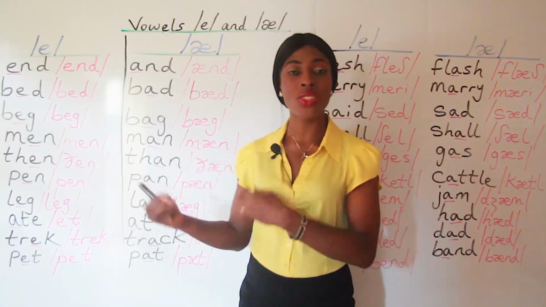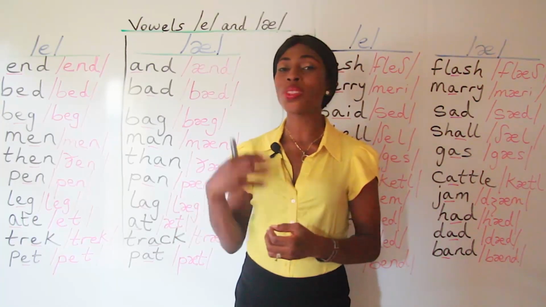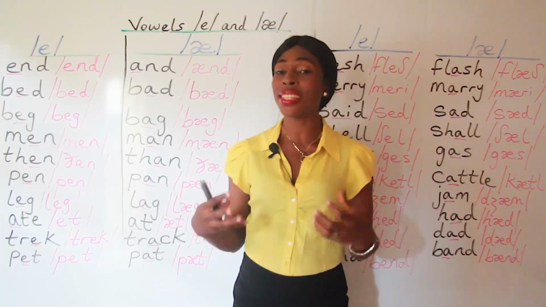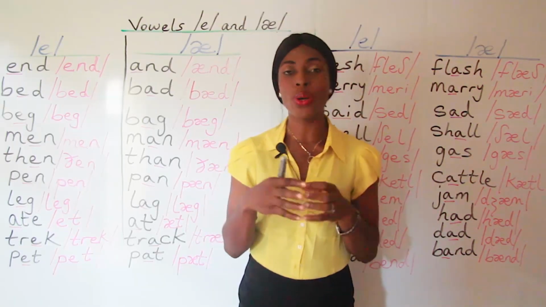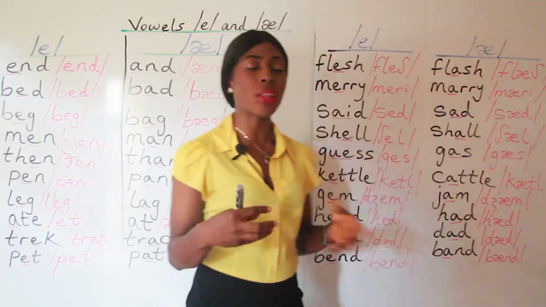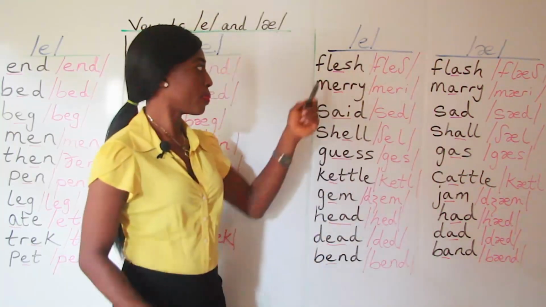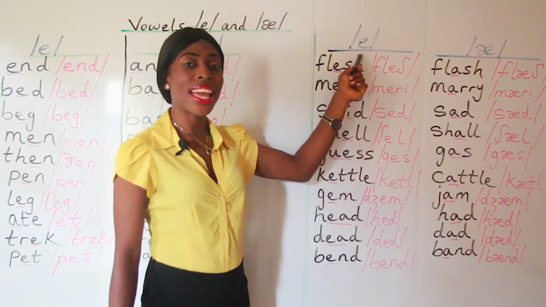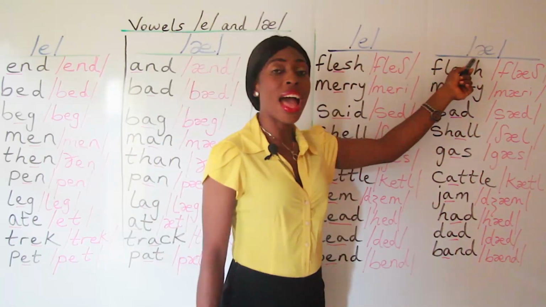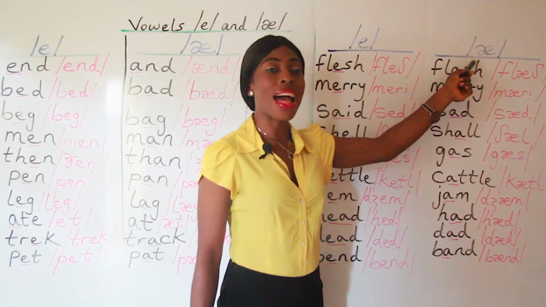So we've looked at some words with the sounds /e/ and /æ/. I hope you note the difference in the sounds. And I hope you're saying it out loud, because if you don't say it out loud, you won't be able to produce the sound very well. So say the sound, say the words out loud. Let's look at some more examples. The sounds again: /e/, /æ/.